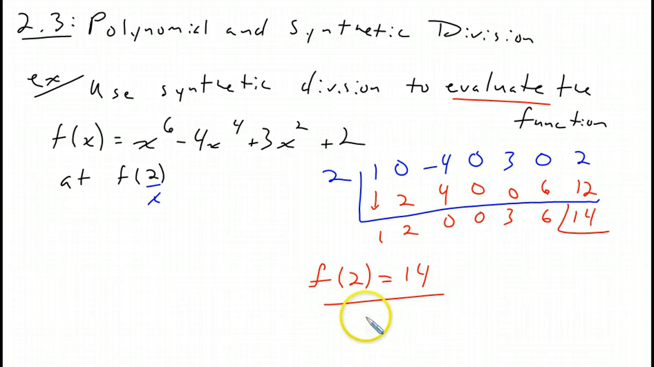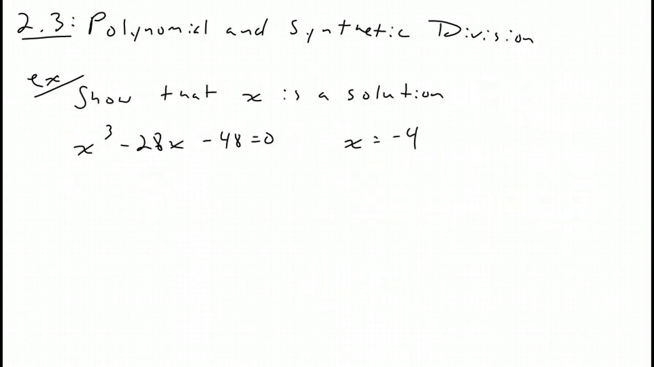Done! You could have plugged this thing in your calculator, you could have plugged in 2, okay? But a lot of the time, once you guys get used to synthetic division, it is going to be so much faster at this. Okay, another thing that you're going to have to do is show that a number is a solution. We have x equals negative 4 when this equation equals 0. So as long as we get our remainder as 0 when we do synthetic or polynomial division, doesn't matter which one you want to do, then this thing works out.